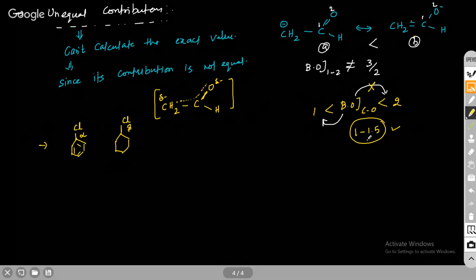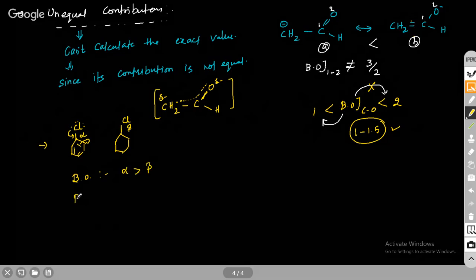It's not resonance stabilized. The thing is, because of resonance, the reason is right, resonance. Because of resonance, here we have partial double bond characteristics, right? This carbon-chlorine bond will have partial double bond characteristics. That is why, if you do the bond order comparison, it will be more for alpha and less for beta.